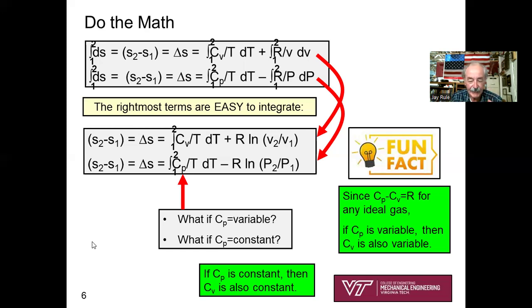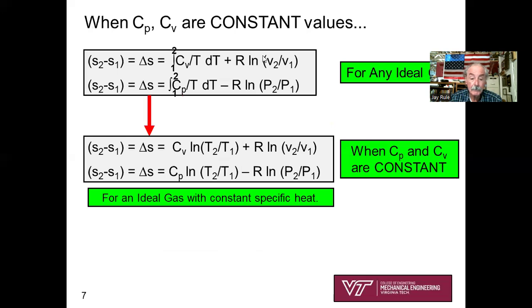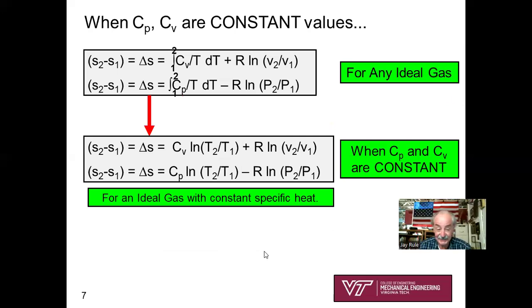Okay, we've got an ideal gas. We're going to check that off. But now we're going to go to the situation one where Cp is a constant. And we'll look at the next situation where Cp is some variable. It could be a formula. Cp is some function of temperature. Okay, so here we go. When Cp and Cv are constant values, remember, if one of them is constant, the other one must be a constant.